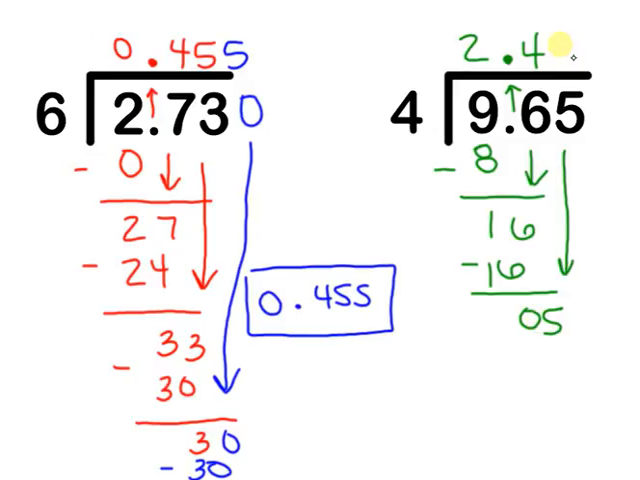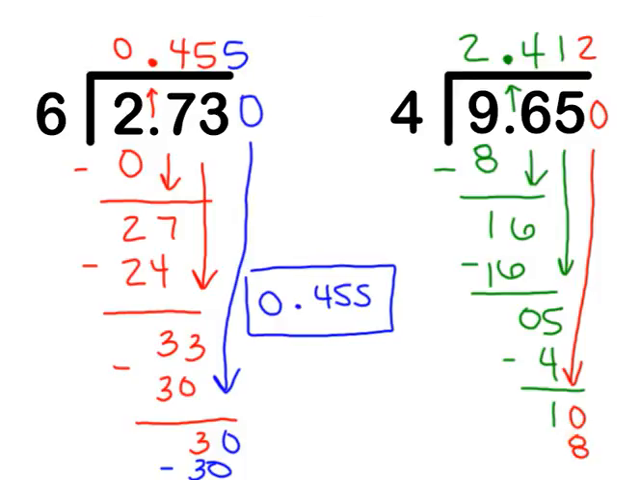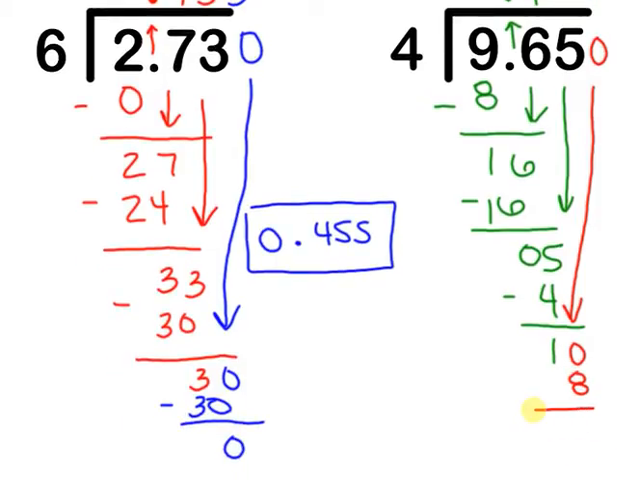4 goes into 5 1 time. 1 times 4 is 4. Subtract. 5 minus 4 is 1. Nothing else to bring down, so what do I do? I add a 0 onto the end, and I bring it all the way down. 4 goes into 10 2 times. 2 times 4 is 8. Subtract. 10 minus 8 is 2.